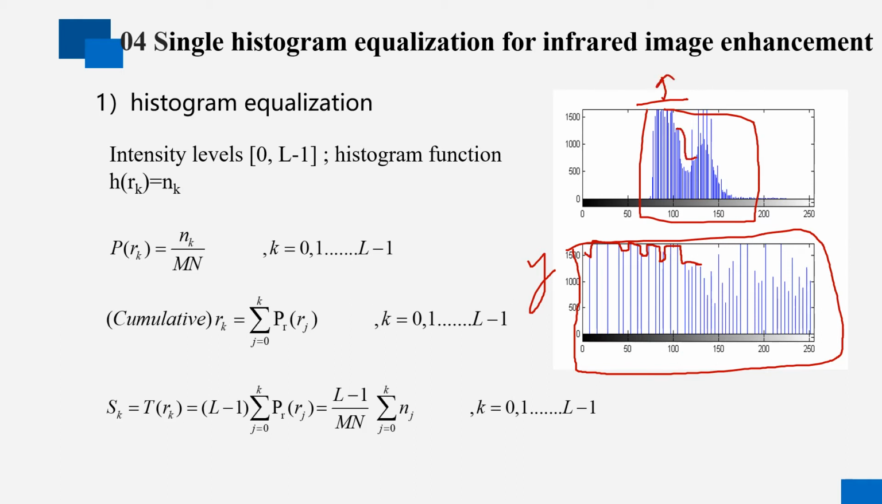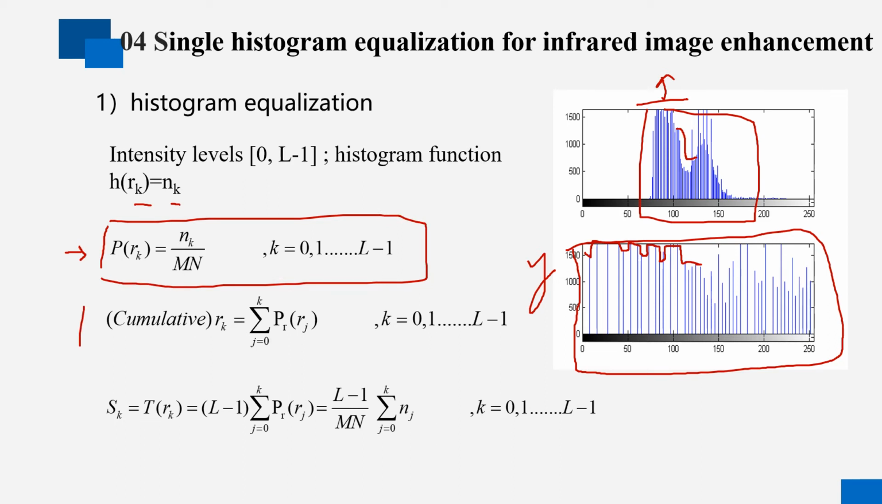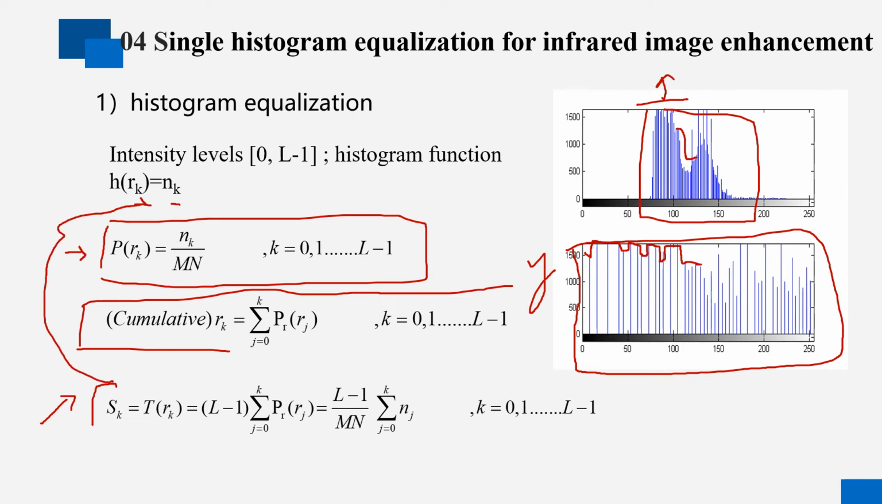So for histogram equalization, there is RK and NK. RK stands for the kth gray value of the image, and NK is the total gray pixels of the image. First, we calculate the probability of the image by using this equation over here, and then we find a cumulative density using this equation over here, and then we create a mapping process where SK replaces this RK.